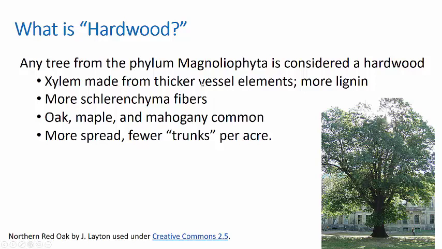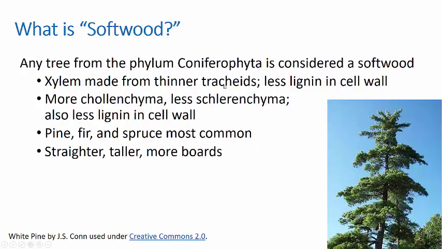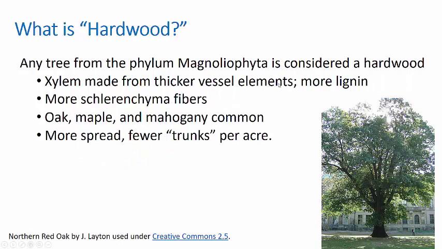So your xylem are made from these thicker things called vessel elements. The tracheids are one kind of xylem we talked about. Vessel elements are the bigger ones, and they have more lignin. They're also supported by more of those sclerenchyma fibers. Both of these things make for stronger limbs that can jut out sideways. They can be thicker when they go parallel to the ground as opposed to straight up, and that's why it's a stronger wood.